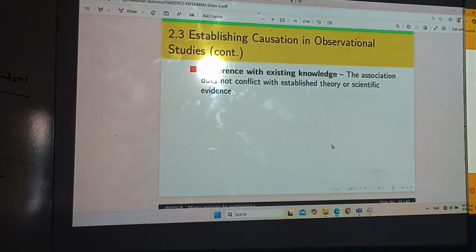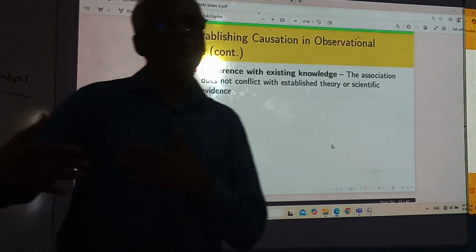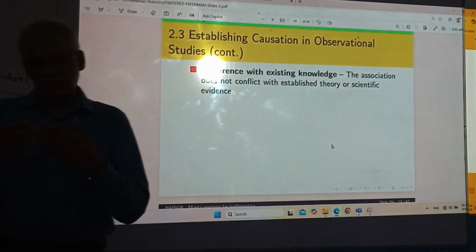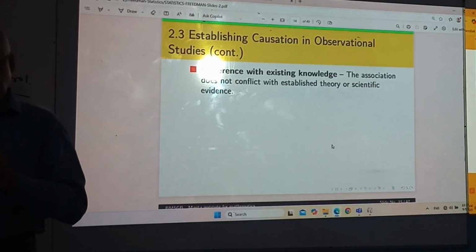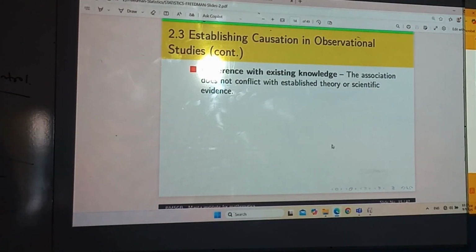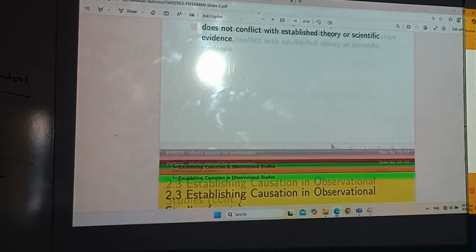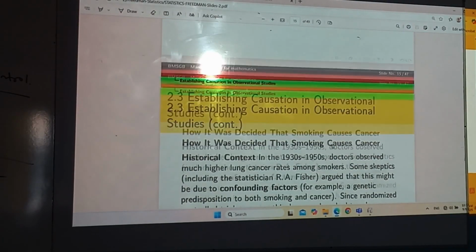And then finally, of course, coherence with the existing knowledge. So if you have some knowledge already, the new knowledge should be supporting that, not neglecting it or going against it. So that is another reason to decide whether an observation is a causation.